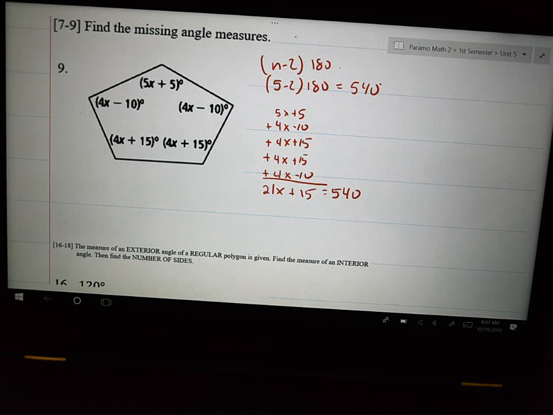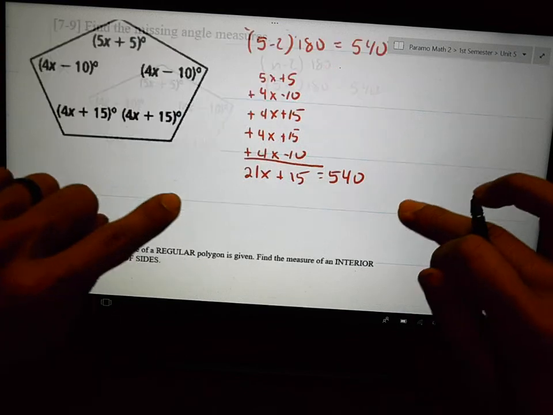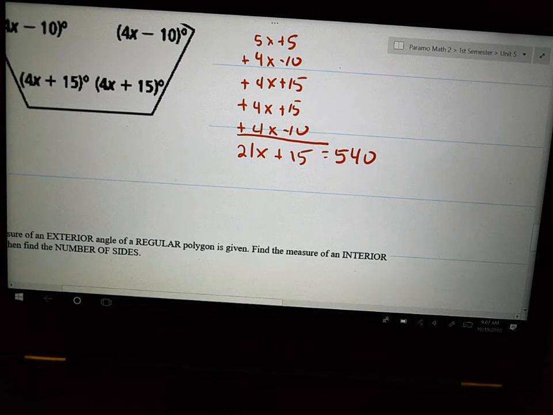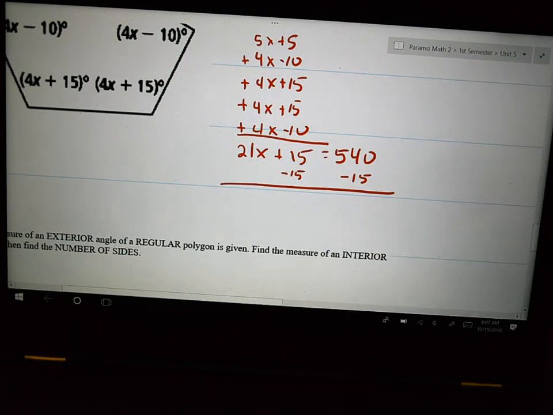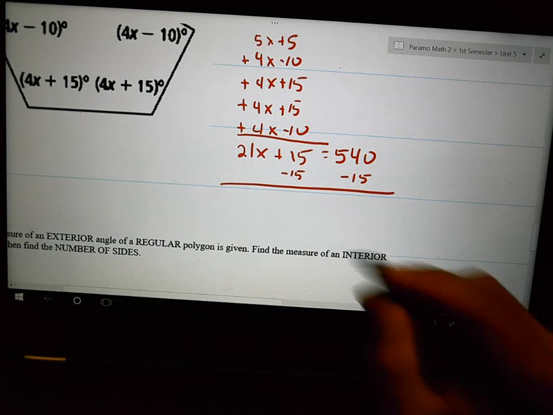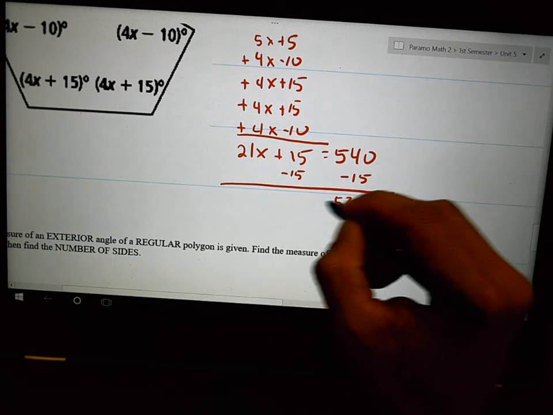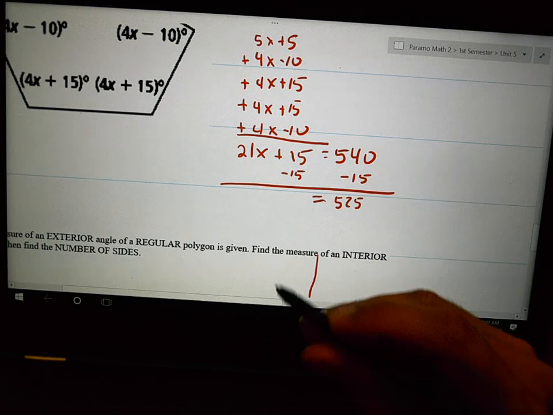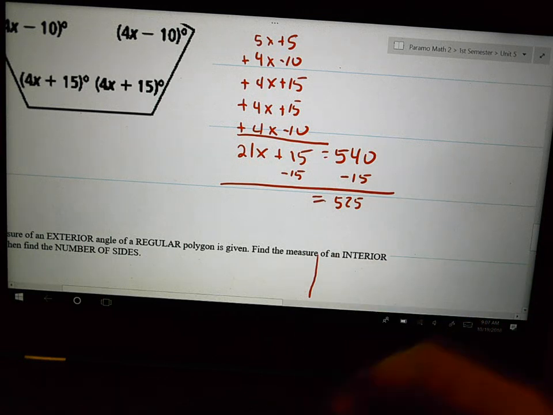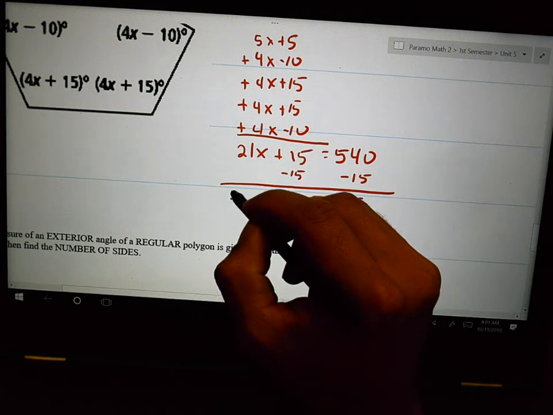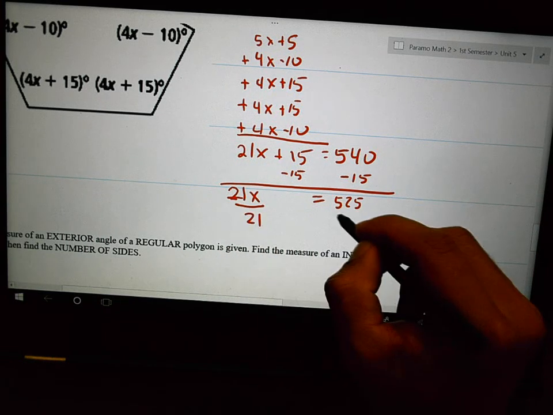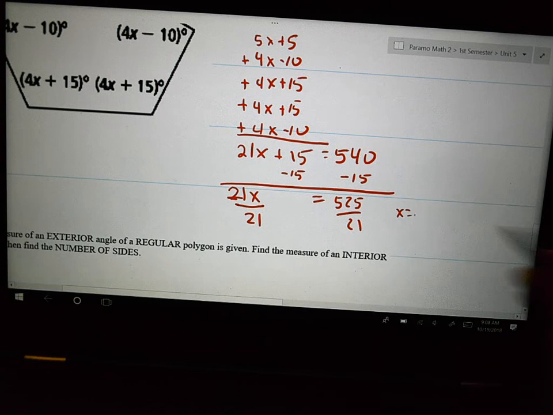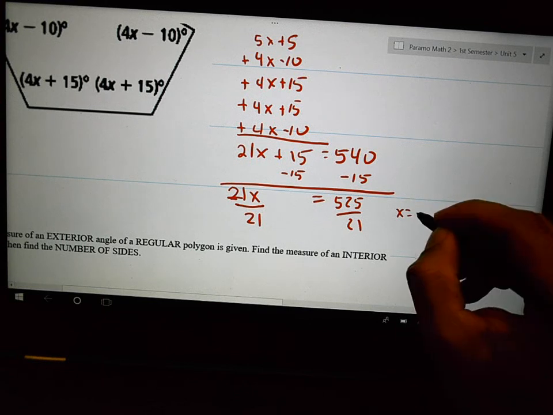And now let's just solve that. 21x plus 15 equals 540. I subtract 15. I'm going to use my calculator. 540 minus 15 is 525. 21x equals 525. Divide by 21. X is going to be 25 is what I'm getting.